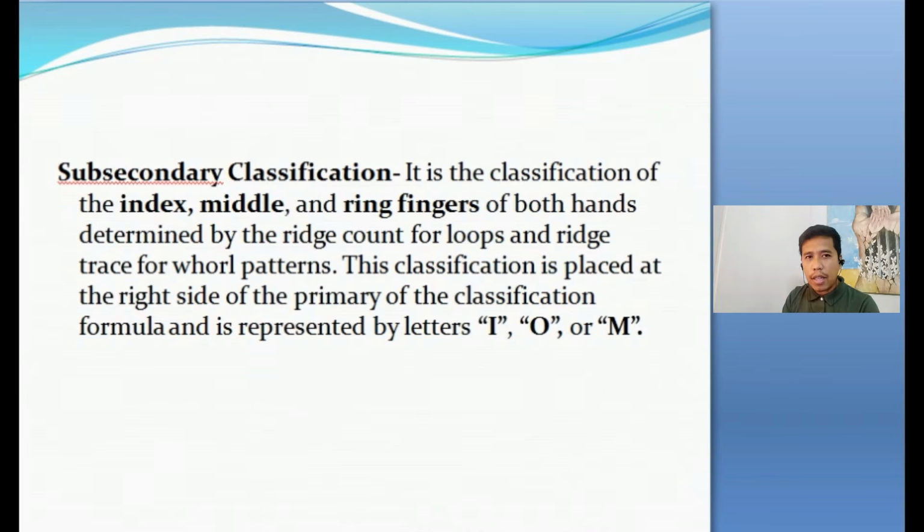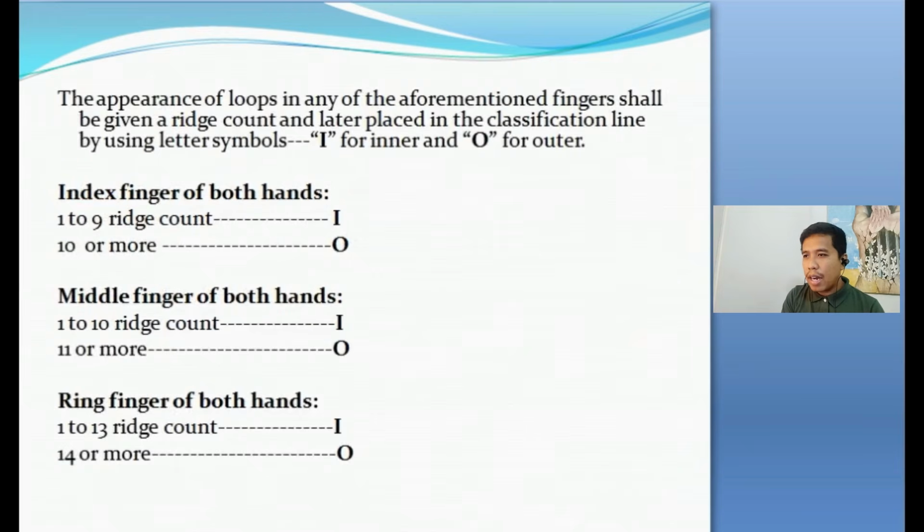What is our point of concentration in the sub-secondary? Index, middle, and ring fingers. Now, the appearance of loops in any of the aforementioned fingers shall be given a ridge count and later be placed in the classification line by using letter symbols inner or outer. Inner or outer only. Sir, when can we say that it is inner and when can we say that it is outer? The answer, it depends upon what finger that loop appears.